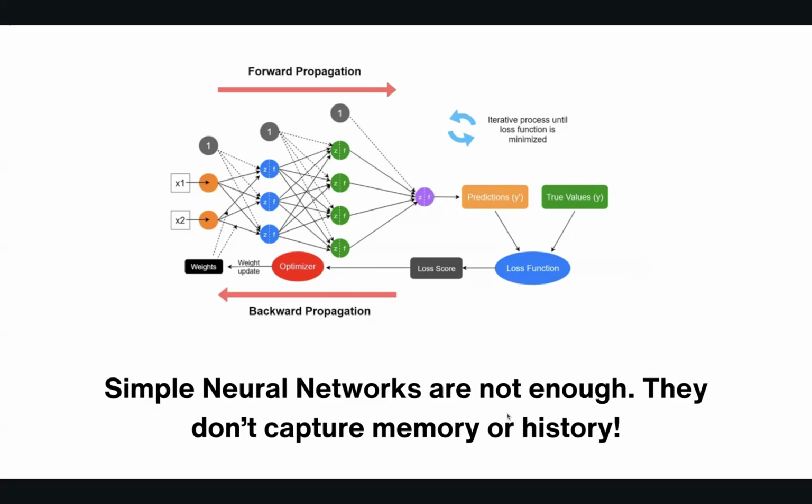So whatever model you have, you need that model to capture memory or history. And neural networks simply do not do that. So neural networks are not good enough. They cannot do language modeling tasks.